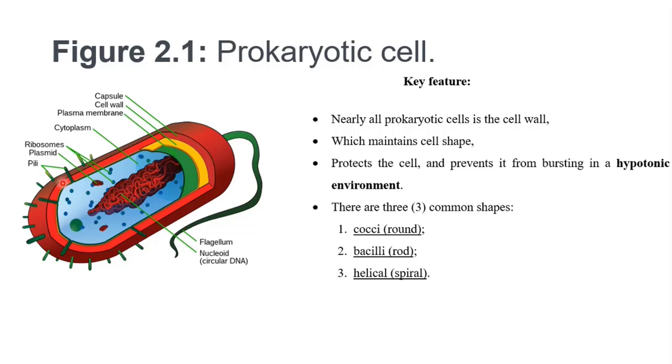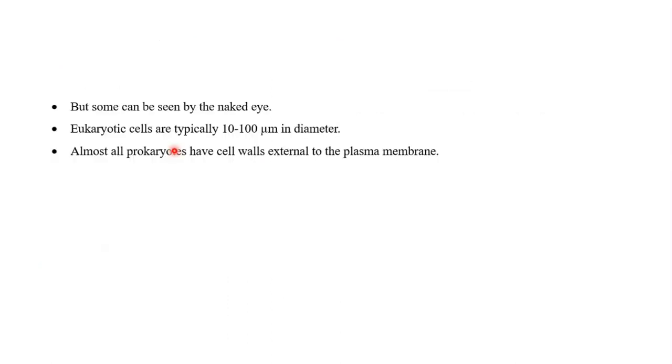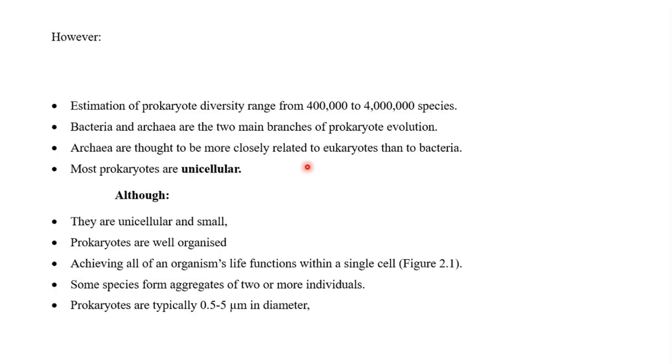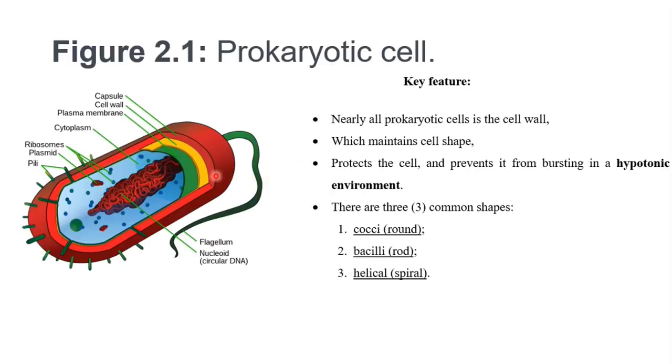And there's this open space right here, described as the cytoplasm. And right here you can see the plasma membrane, and the cell wall, which is external to the plasma membrane. And this whole reddish outer shell here is a capsule.